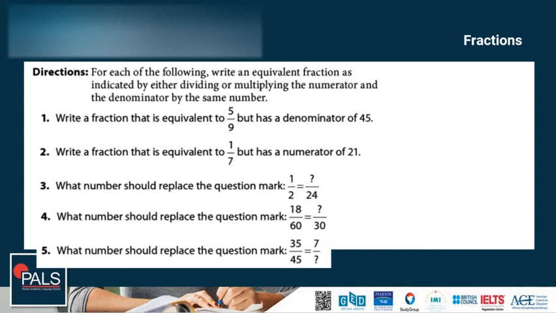Write a fraction that is equivalent to 5/9 but has a denominator of 45. So the answer is 5/9 is equal to, the denominator is 45, so we have 25/45. Number 2, write a fraction that is equivalent to 1/7 but has a numerator of 21.